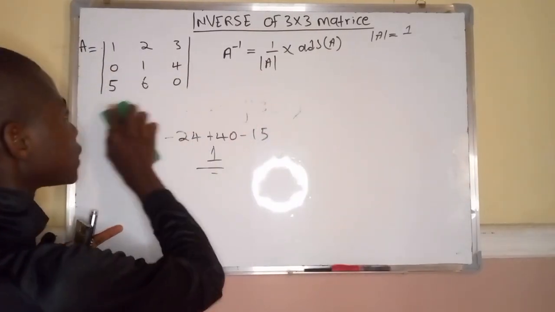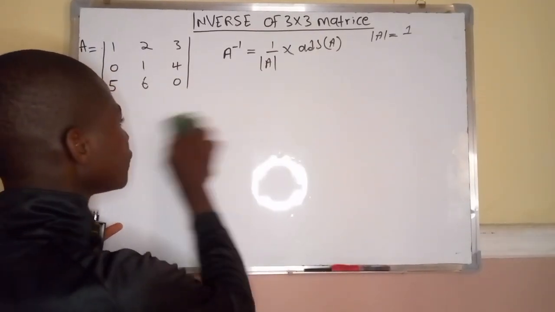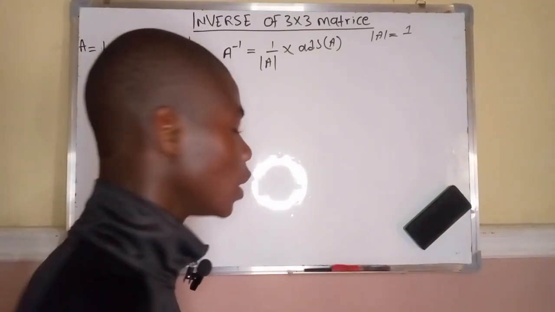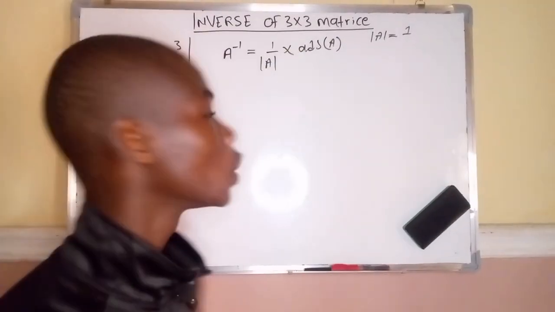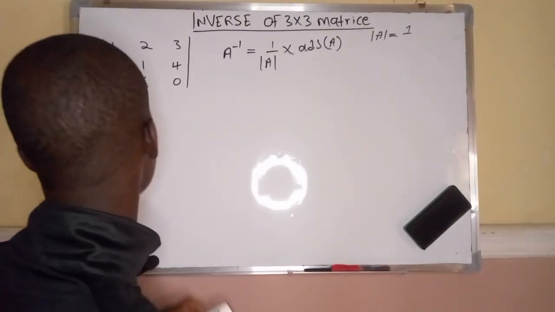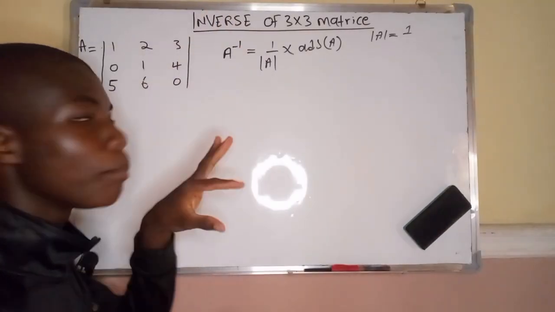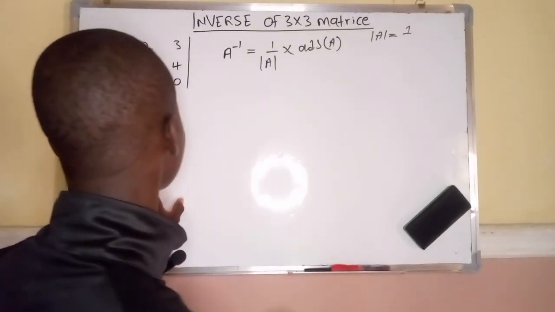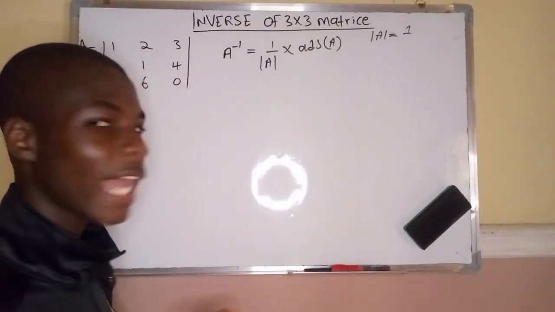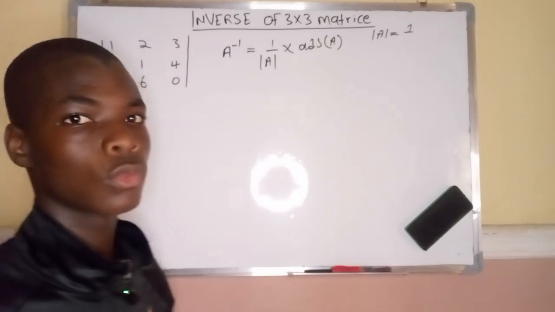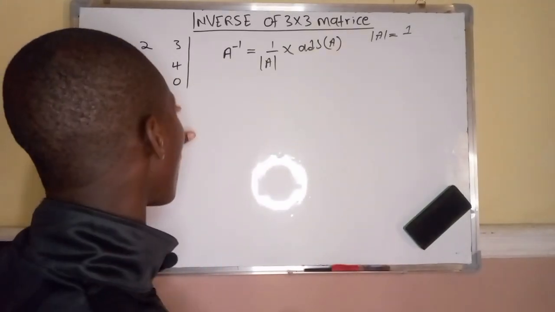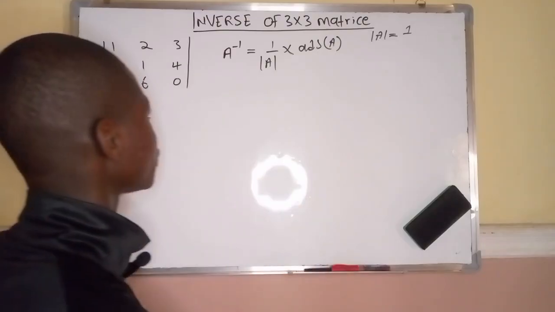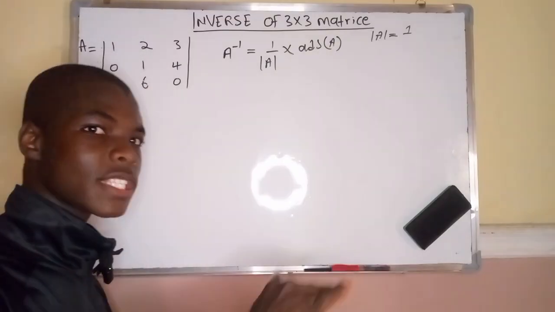So the next thing to do is to find the adjoint of this matrix. How can I find the adjoint of this matrix? We have to find the minor of each element in this matrix. After that, the result is called the cofactor. So I'm using the cofactor method to find the inverse of this matrix. After that, I will transpose the matrix.